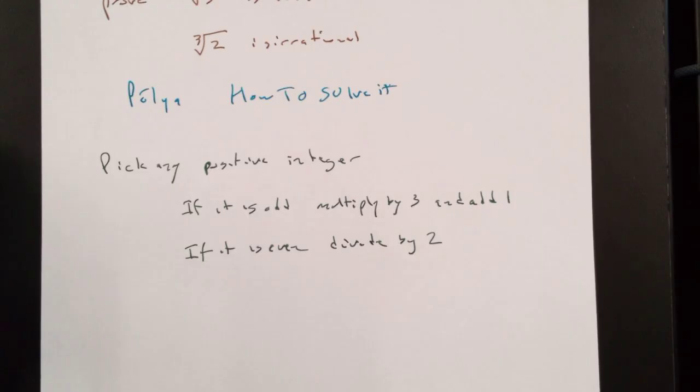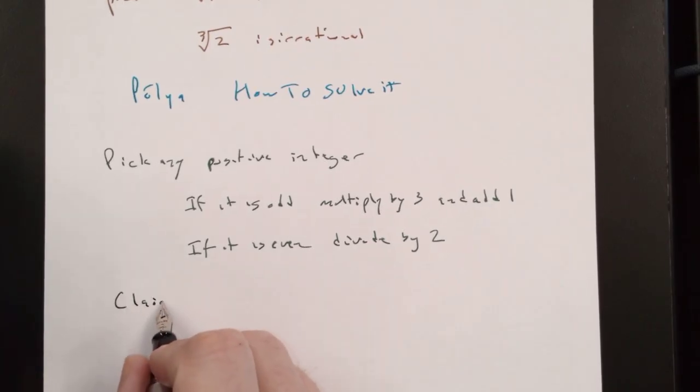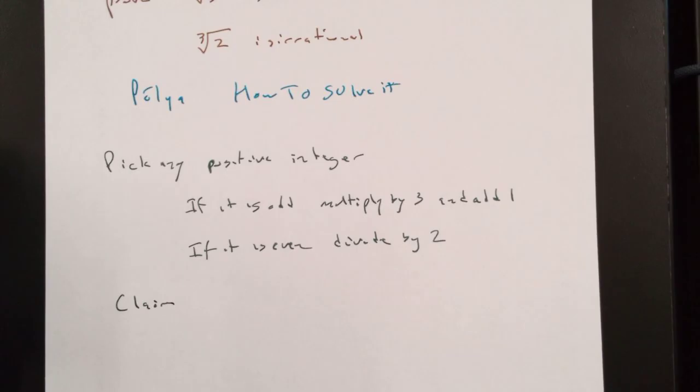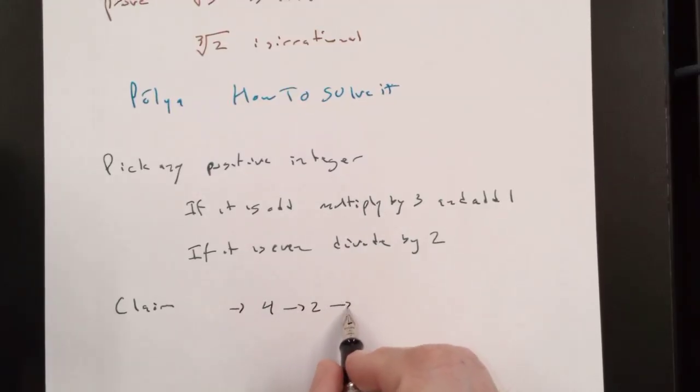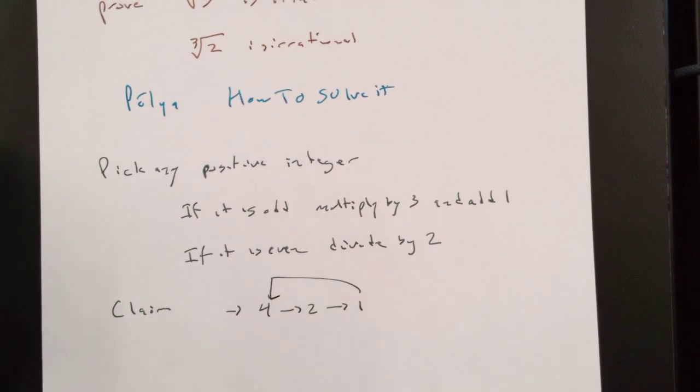Pick a number. If that number is odd, multiply by 3 and add 1. If the number you picked is even, divide by 2. Take the number you get out, do it again. Take the number you get out, do it again. Do it again. Do it again. Repeat this process. I claim the list of numbers you make eventually gets stuck in a loop. And that loop goes 4, 2, 1, back to 4.